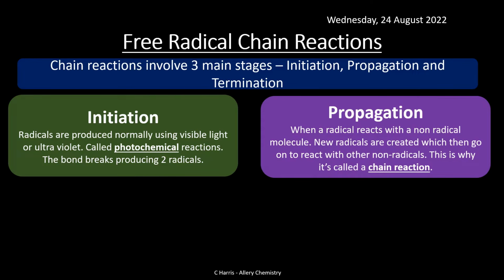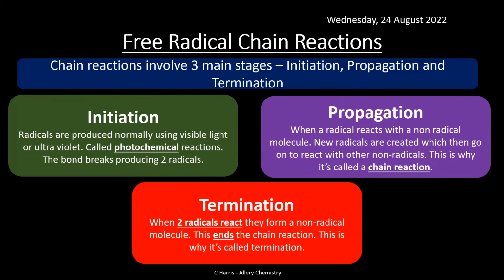Propagation is basically when a radical reacts with a non-radical molecule. So in other words, a non-radical. New radicals are created, which then go on to react with other non-radicals, and this is why we call it a chain reaction. So it basically keeps reacting and reacting. As long as you've got a radical and non-radical, you'll always produce another radical. And we'll go through an example just to show you this as well.